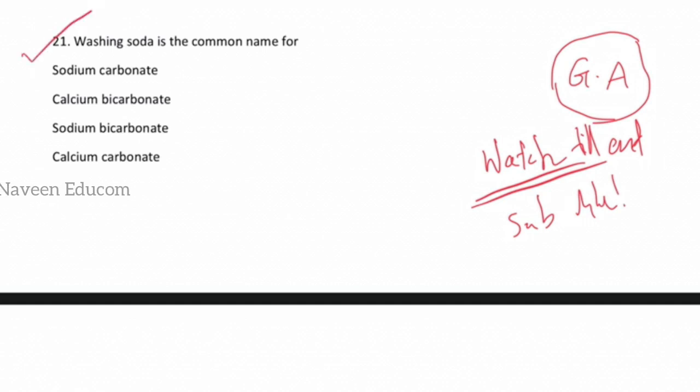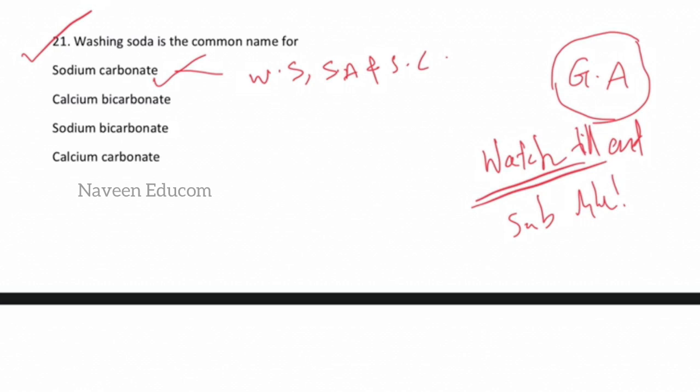Washing soda is the common name for: option A, sodium carbonate; option B, calcium bicarbonate; option C, sodium bicarbonate; option D, calcium carbonate. So which is the answer? Students, the answer here is option A, sodium carbonate. The extra points to study from this section: sodium carbonate is also known as washing soda, soda ash and soda crystals. It is a sodium salt of carbonic acid.